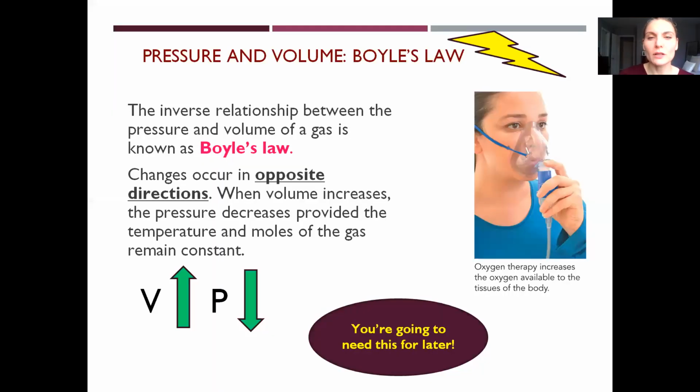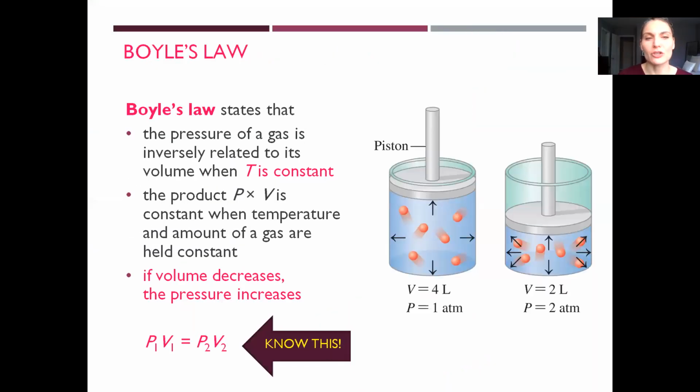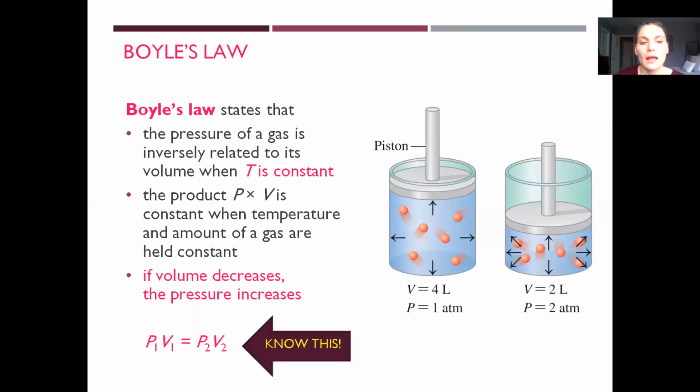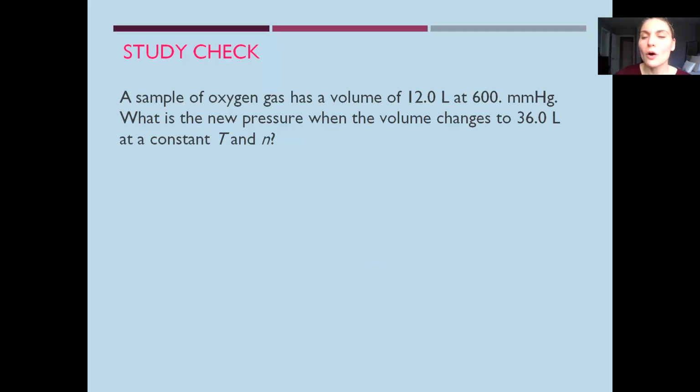So let's go ahead and do a little bit of practice with these to make sure that they make sense. When we think about Boyle's law, we'll see this inverse relationship. The volume goes up, pressure goes down. Pressure goes up, volume goes down. We utilize that combined gas law, P1 V1 equals P2 V2; we just remove the temperature. So let's go ahead and practice this problem again, just to make sure that this makes sense.